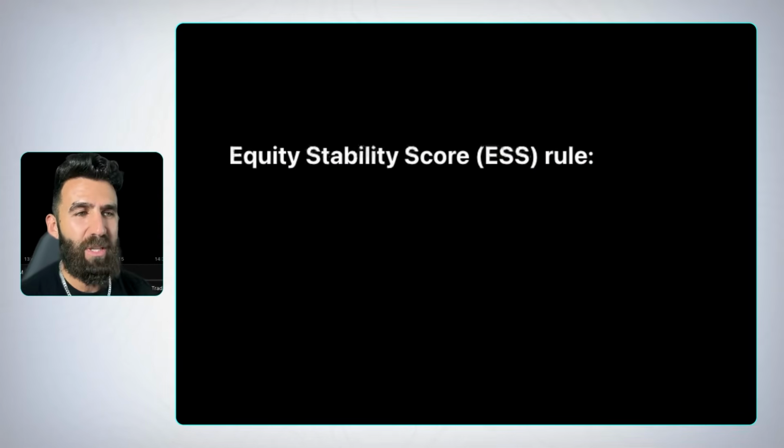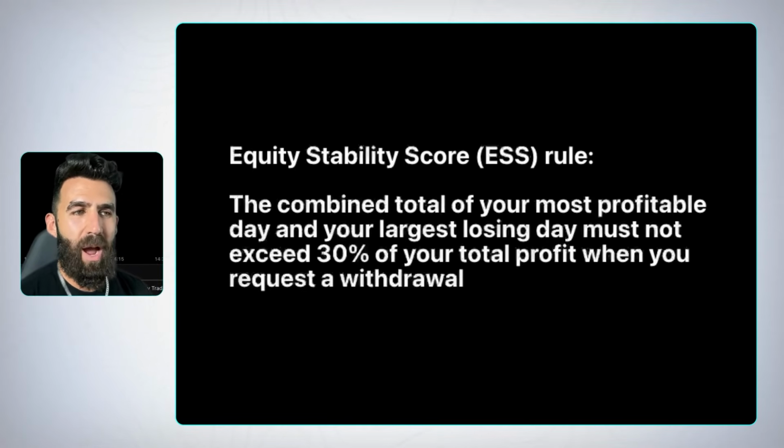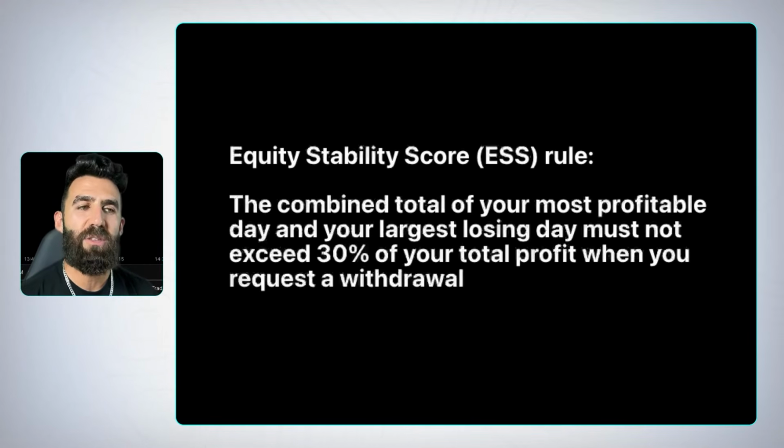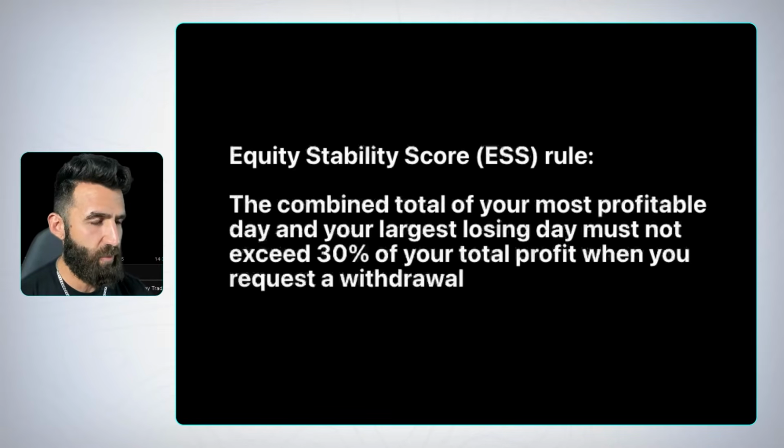What is the Equity Stability Score, the ESS rule? It states the combined number of your most profitable day with your largest losing day must not exceed 30% of the total profit when you go to request a withdrawal. So we're going to break that down. We're going to do some examples. Don't freak out just yet.